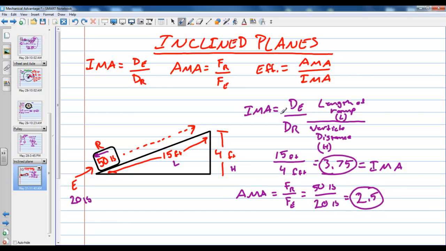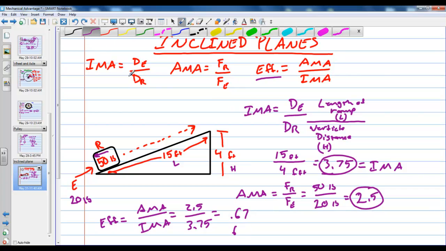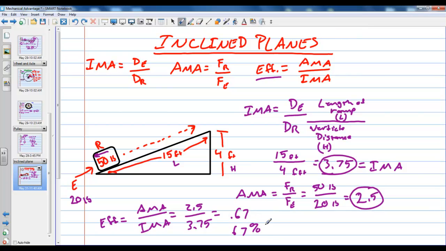Now the final thing is to find our efficiency. Efficiency is equal to actual mechanical advantage over ideal mechanical advantage. Our actual mechanical advantage was 2.5, and our ideal mechanical advantage was 3.75. If we calculate those out, you come out with 0.67, or 67%. So our efficiency is 67%, with an actual mechanical advantage of 2.5 and an ideal mechanical advantage of 3.75.